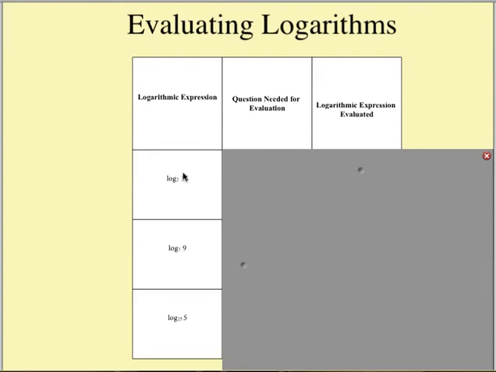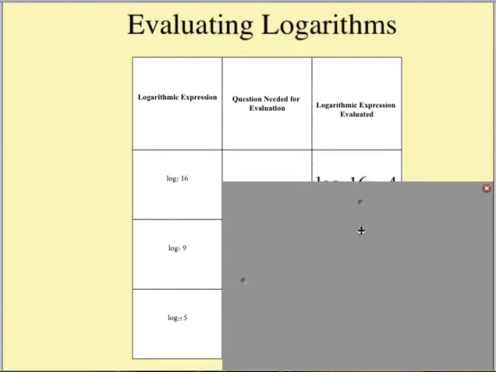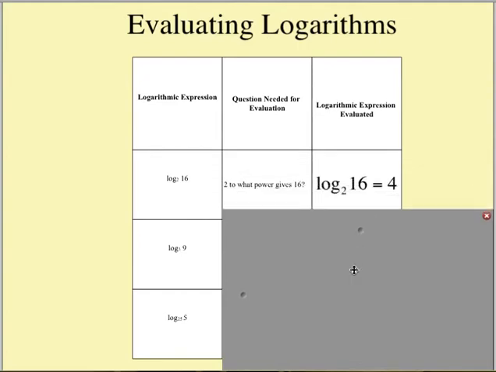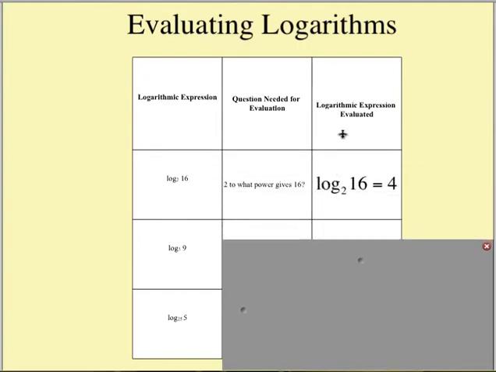Evaluating logarithms. If you're given an expression log base 2 of 16 and it's asking you to evaluate that, there's a question that it is asking: 2 to what power gives 16? And so then to evaluate the expression log base 2 of 16, I know that 2 to the 4th is 16, so my answer is 4.